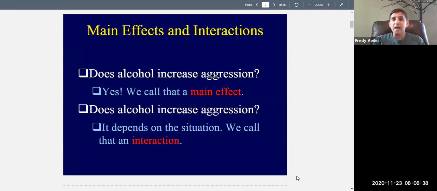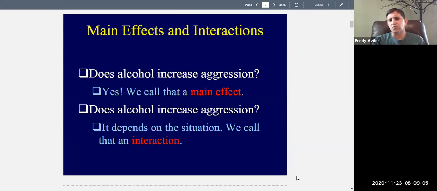If your answer is yes, that's called a main effect, okay? A main effect means that there is an effect based on something. That's what that means, that something causes something. There's a main effect. And we'll go through several examples of these, so we'll make it clear what a main effect is. So if alcohol increases aggression, that's called the main effect.